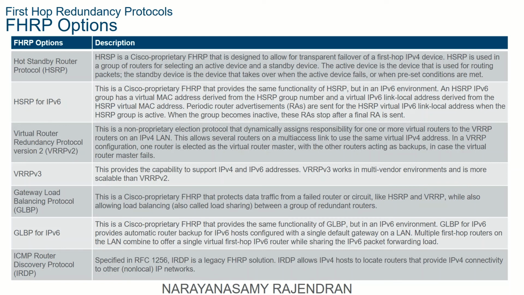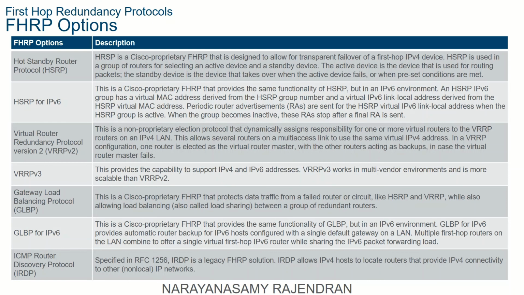GLBP for IPv6. This is a Cisco proprietary FHRP protocol that provides the same functionality as GLBP, but it works in the IPv6 environment. GLBP for IPv6 provides automatic router backup for IPv6 hosts configured with a single default gateway on a LAN. Multiple first hop routers on the LAN combine to offer a single virtual first hop IPv6 router while sharing the IPv6 packet forwarding load.